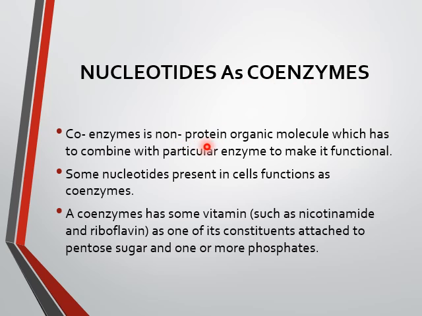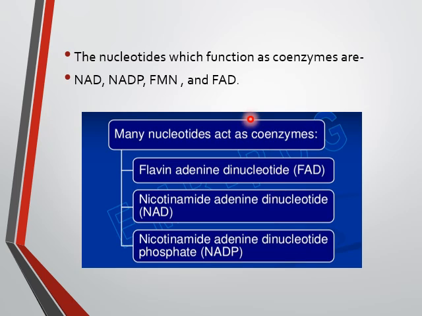Coenzyme is non-protein organic molecule which has to combine with particular enzyme to make it functional. Some nucleotides present in the cell function as coenzymes. A coenzyme has some vitamins such as nicotinamide and riboflavin as one of its constituent attached to the pentose sugar and one or more phosphates. The nucleotides which function as coenzymes are NAD, NADP, FMN and FAD.